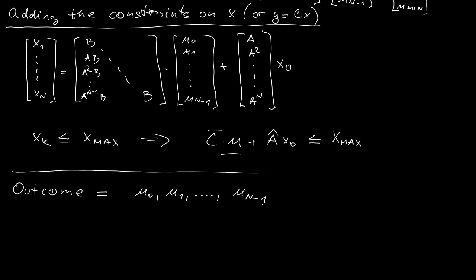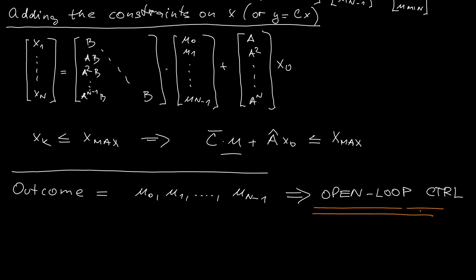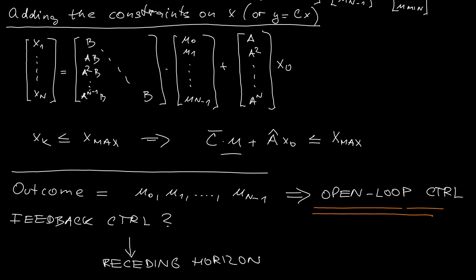Instead, I would like to emphasize the outcome here. The outcome is the sequence of control signals, which means that we have an open loop control strategy. However, we know fairly well that more often than not we need feedback. But how do we use this scheme in feedback? The answer is receding horizon, also known as model predictive control, which will be the topic of our next video.